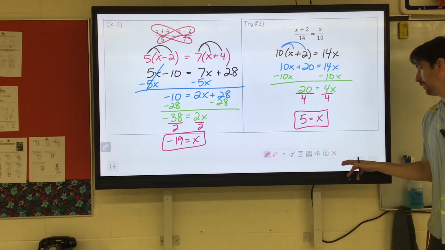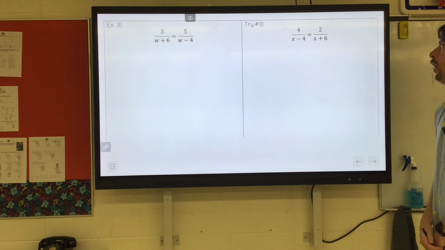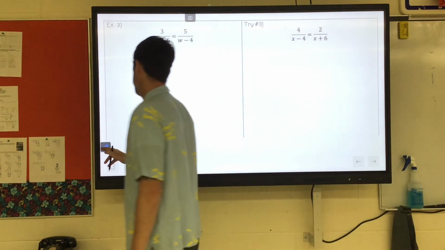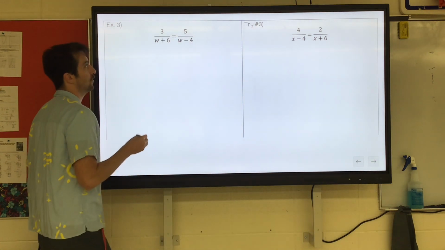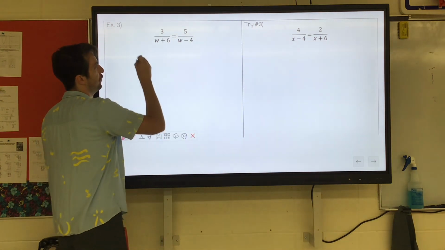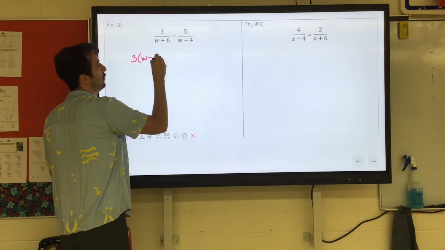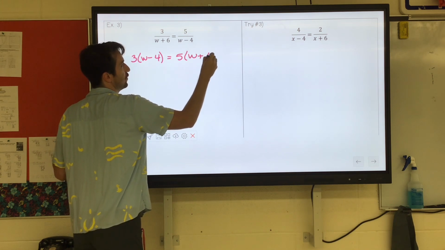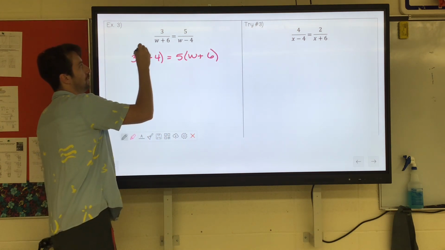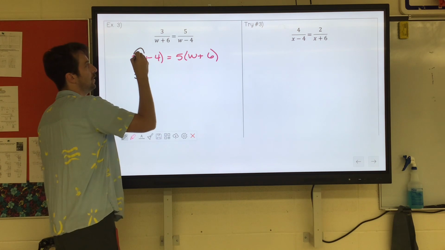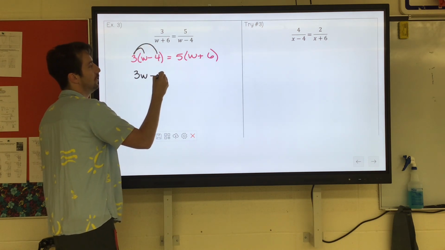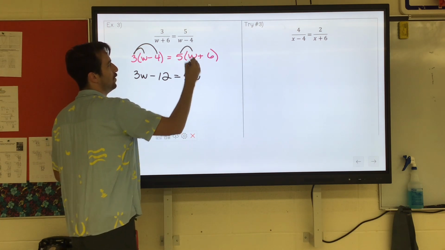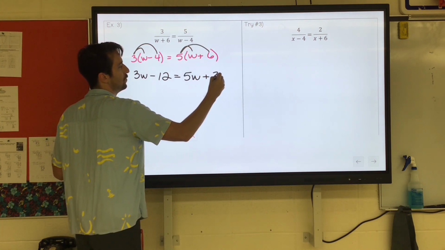We have one more. Very similar to the one we just did. We're going to cross multiply them, set them up like a distribution problem. So we have 3 times w minus 4 equals 5 times w plus 6. We'll distribute. 3 times w is 3w. 3 times negative 4, negative 12. 5 times w is 5w. And 5 times 6 is 30.